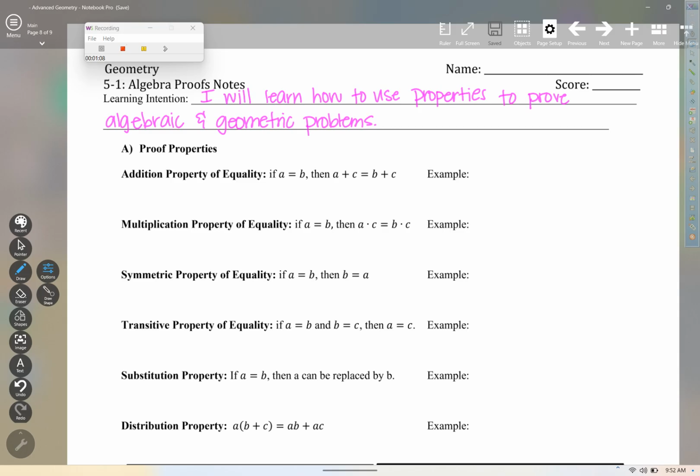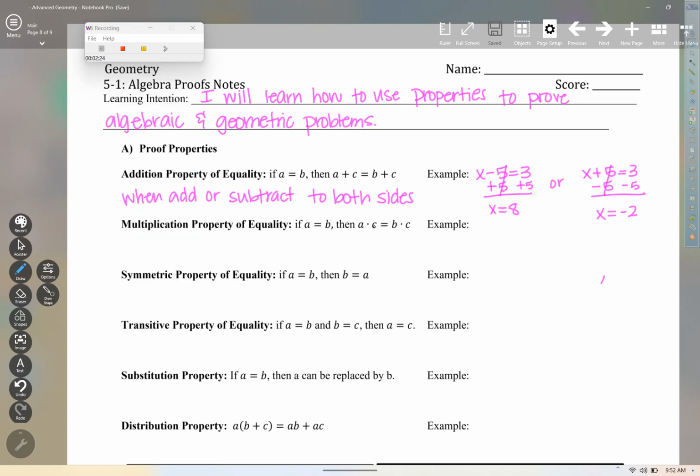Okay, moving on. The multiplication property of equality states if A equals B, then A times C is equal to B times C. So, for example, let's say I said 2x is equal to 6, and then asked you, how do you solve for x? Well, you would divide by 2. So x is equal to 3.